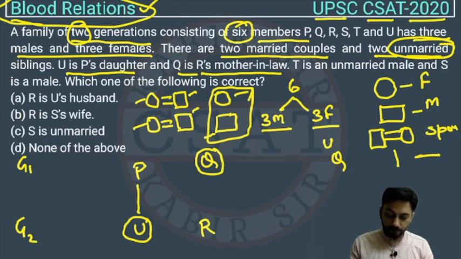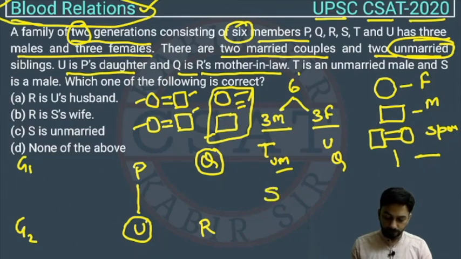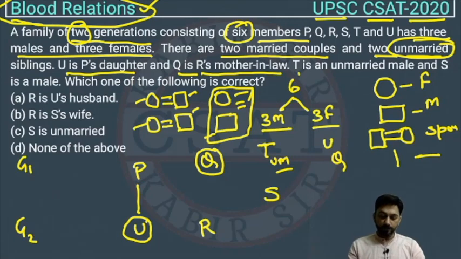Now T is an unmarried male. So I told you, here we have one female and one male unmarried. So they have given T. T is a male who is unmarried, right? So he is unmarried. So T will come. Where will T come? T can come here also in generation 1, also in generation 2, right? Now they have given S is a male, so S is also a male, right? So now we have this information. So now we have to find out which one of the following is correct. So which one of the four options is correct, right?